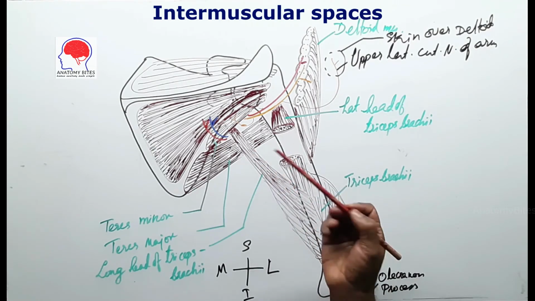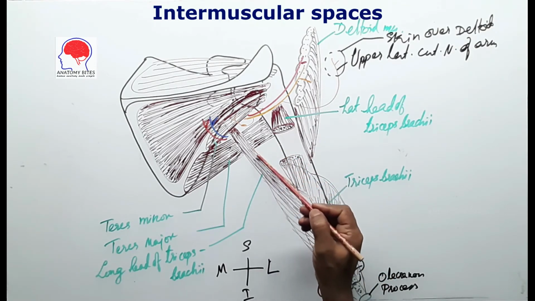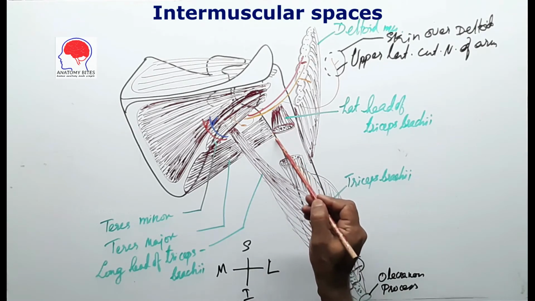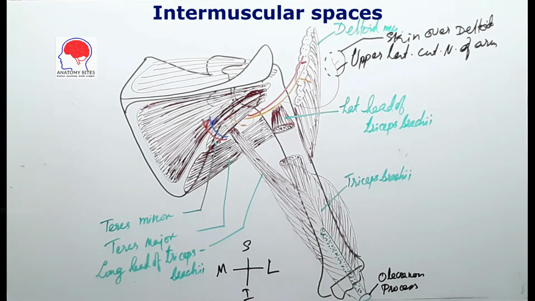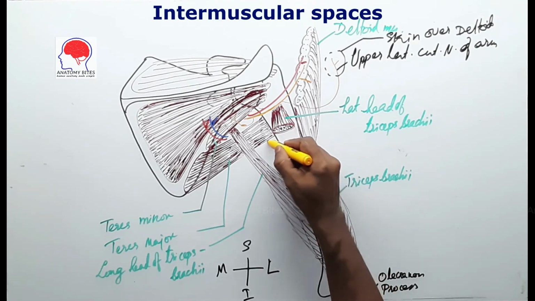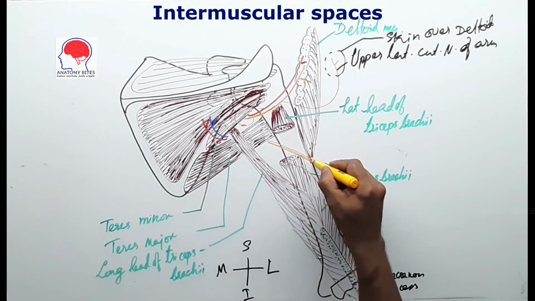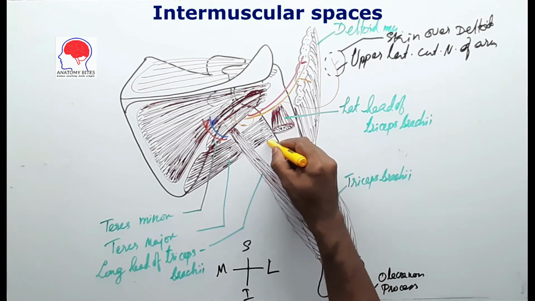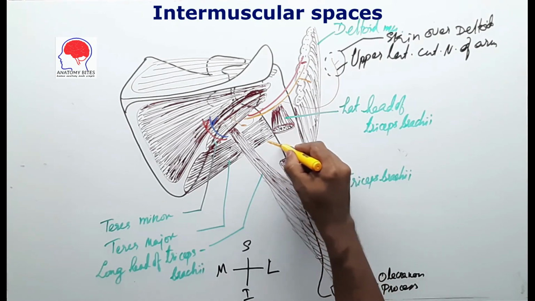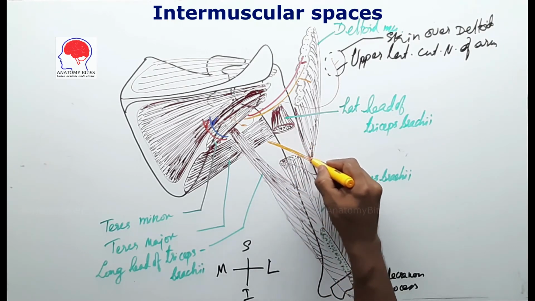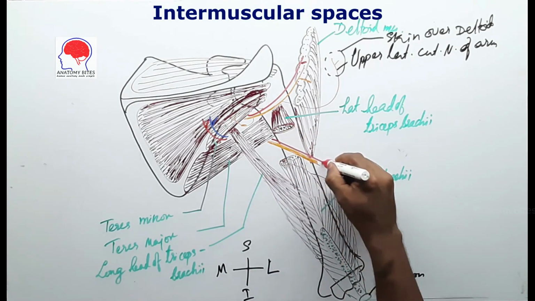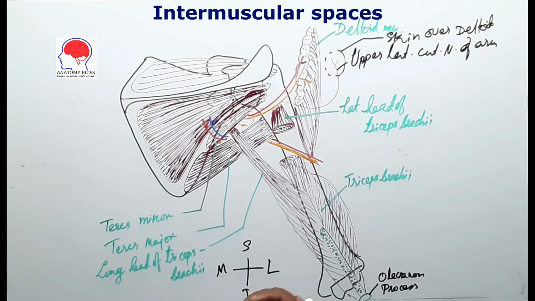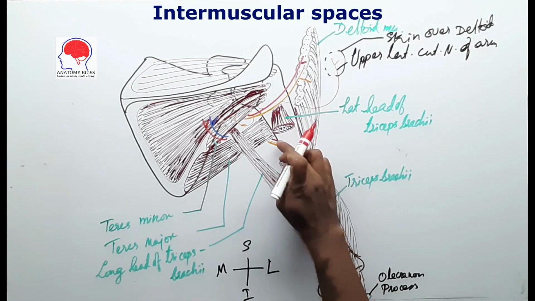The lower triangular space is bounded medially by the long head of the triceps, laterally by the shaft of the humerus, superiorly by the inferior border of the teres major. The contents of this lower triangular space are mainly the radial nerve and accompanying profunda brachii artery. The radial nerve also gives some branches in the radial groove. Actually, this part is the radial groove.